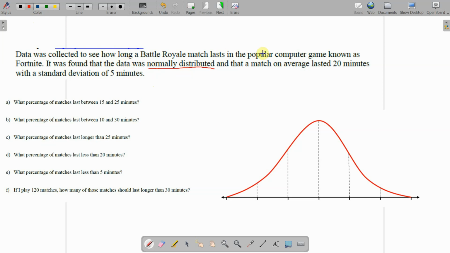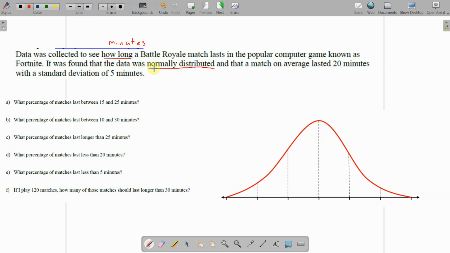Firstly, we've got how long a battle royale match lasts in the popular computer game known as Fortnite. So we're dealing with minutes. Now with a normal distribution, that's data, so it can be anything that we can get information about. So data this time is about how long something goes for, and in this case it's the Fortnite game.